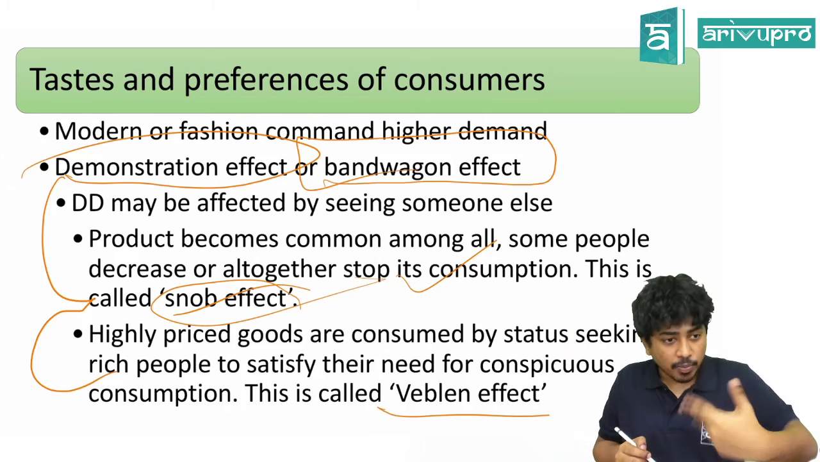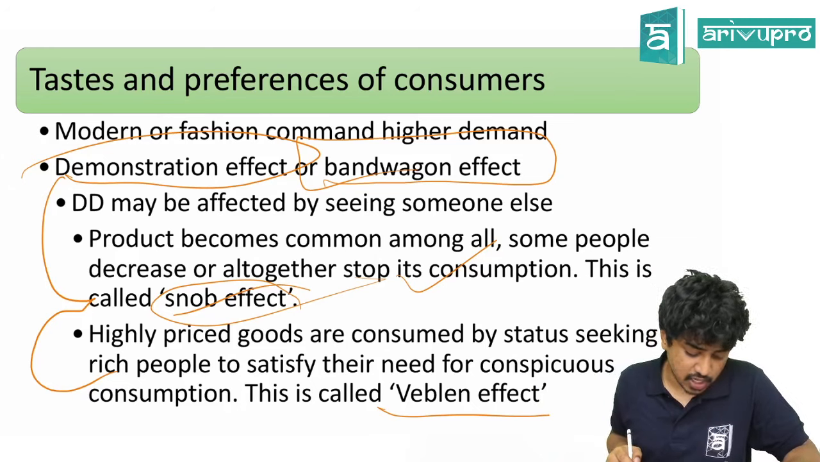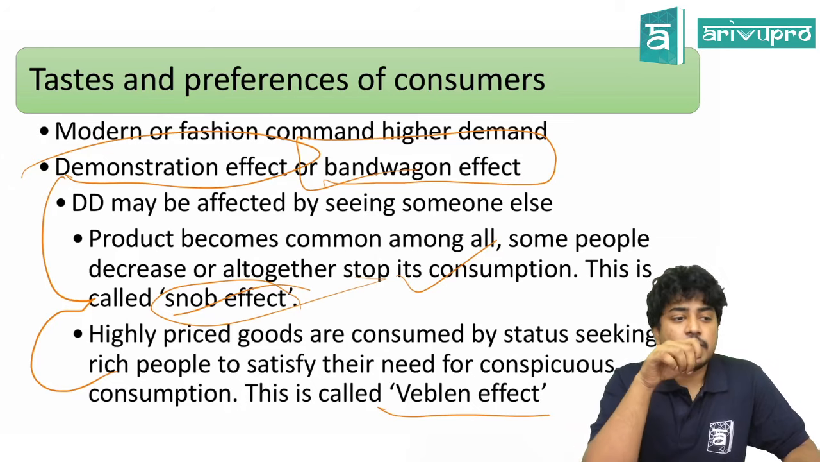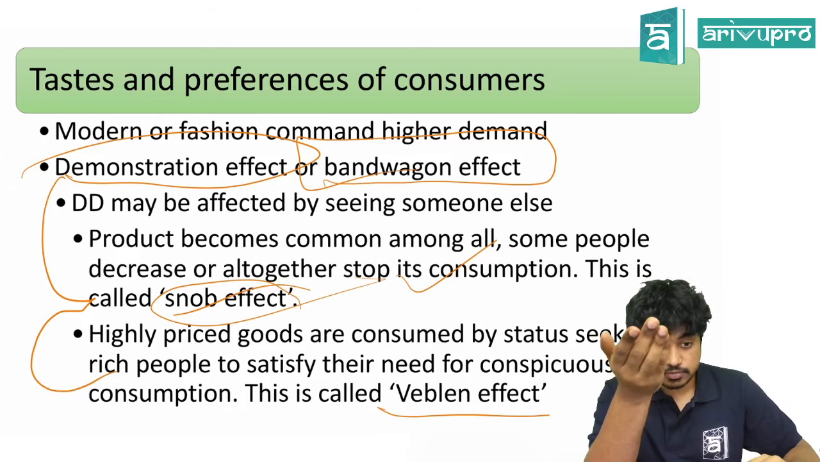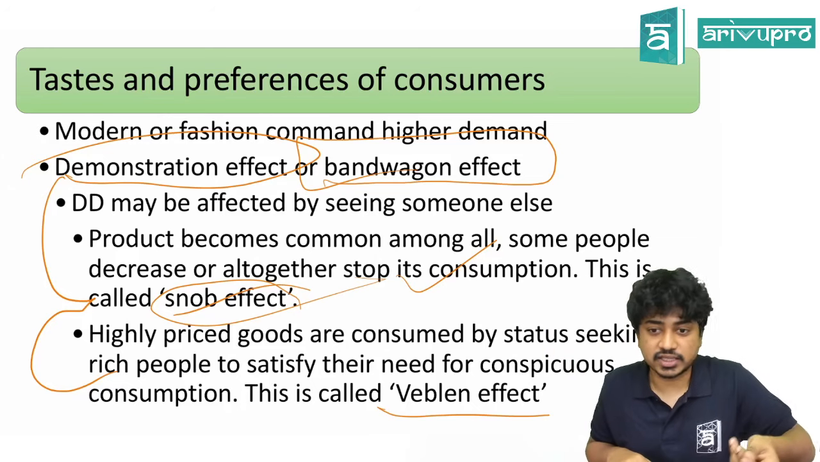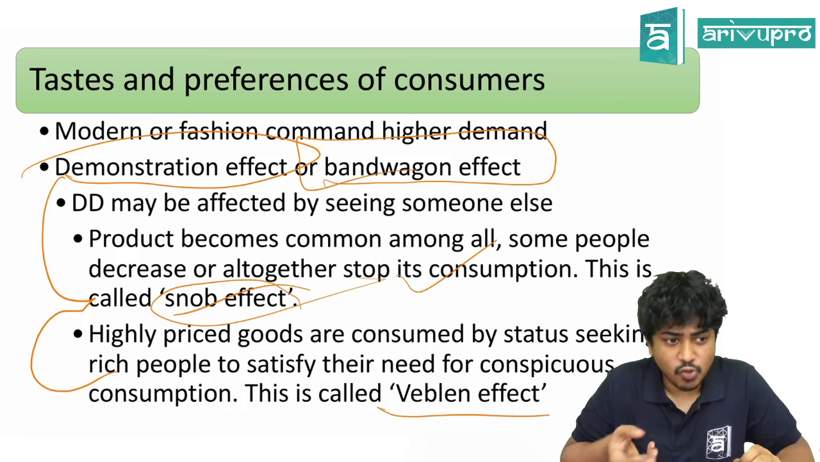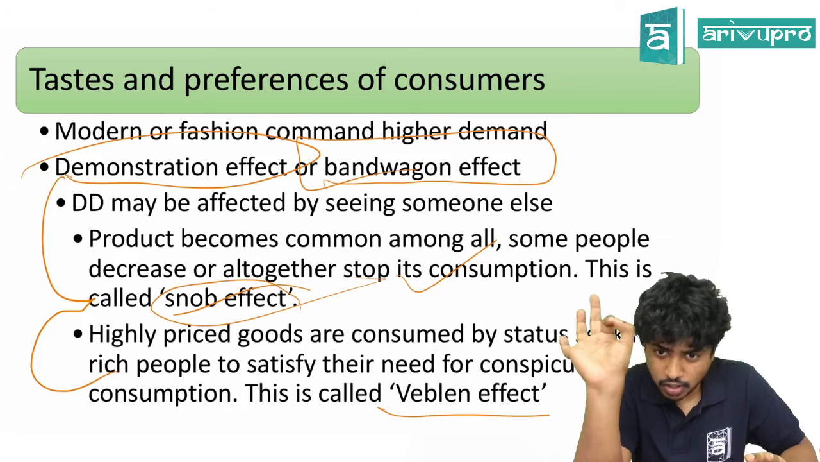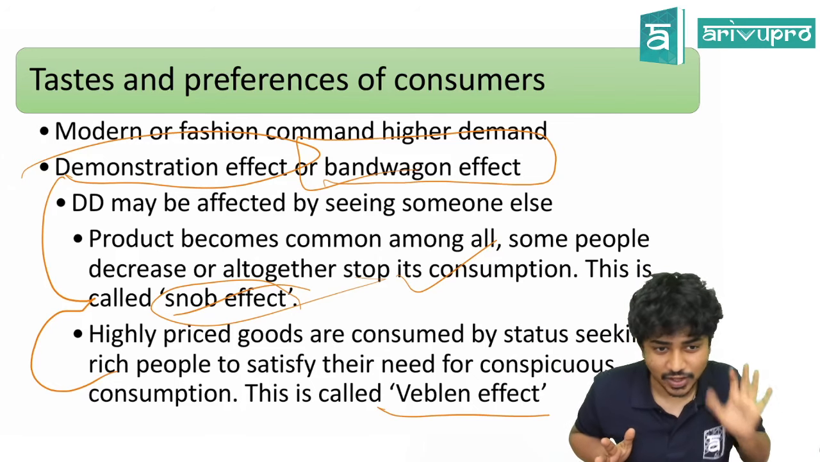Now, opposite to that, the Veblen effect. What is the Veblen effect? Highly priced goods are consumed by status-seeking rich people to satisfy their conspicuous consumption. Veblen effect means someone is doing it, you like what you see, and you want to do it. For example, gold. It's a rock at the end of the day. Gold, diamond is a rock. Yes or no? But why does it add value when you wear it as a ring?